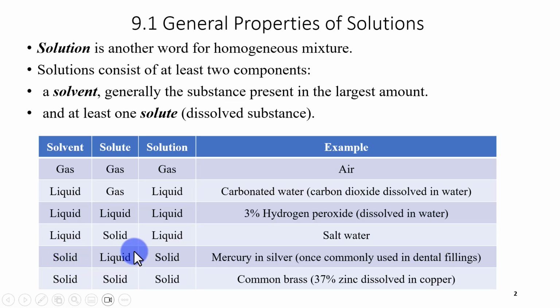And then we move on to solid solutions. We can have solid solvent and liquid solute. Mercury and silver, used in dental fillings a lot. We can also have solid solutions where both solvent and solute are solids. Common brass, it's zinc dissolved in copper. Right? So the brass instruments that kids play in bands, they're zinc dissolved in copper.